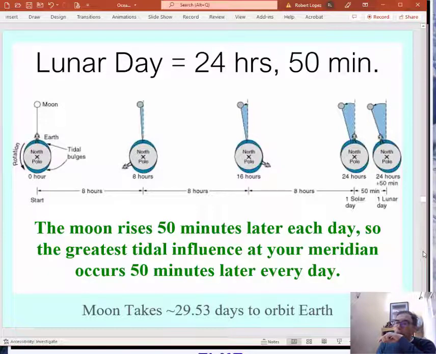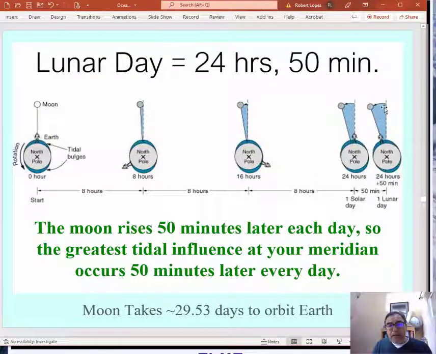So the moon is also moving, right? But it's moving much more slowly around Earth than Earth is spinning. Because remember, Earth spins in 24 hours, right? It does one revolution or one rotation in 24 hours. But it takes the moon almost 30 days to orbit the Earth, right?